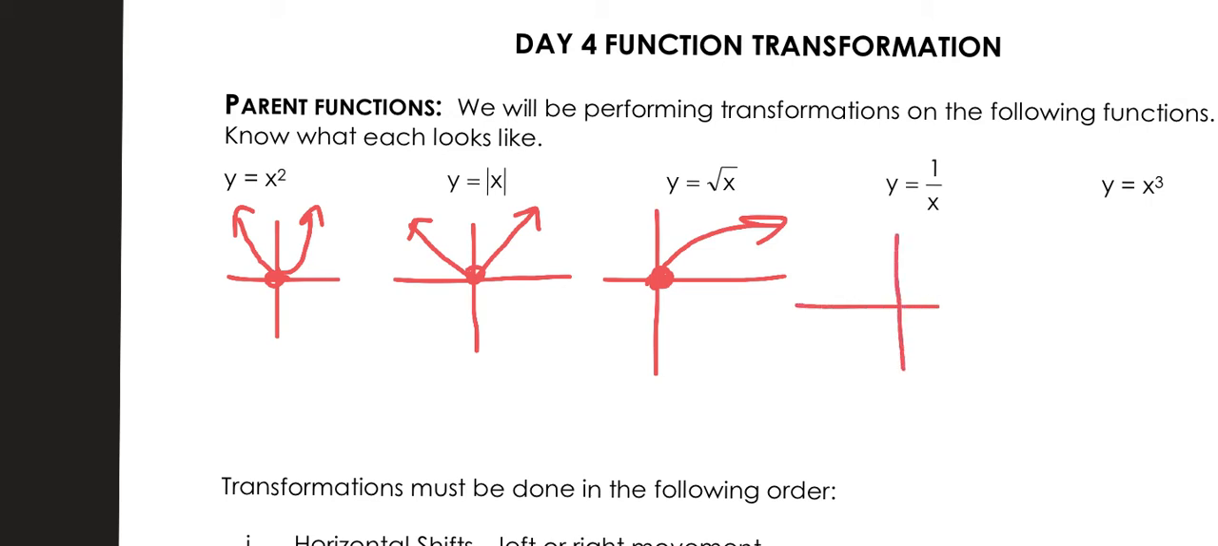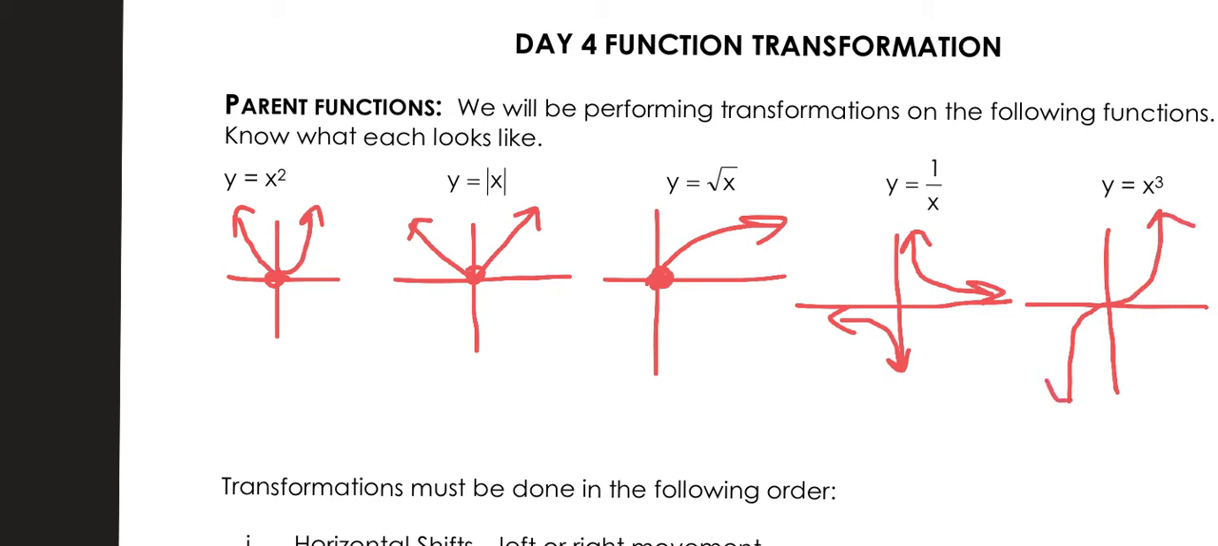Y equals 1 over x. We've seen this a couple times when we were doing domain and range. This is that hyperbola that I've been talking about. It is in quadrants 1 and 3. And last we have y equals x cubed. That's not a great picture, but you get the idea that it has a point of inflection. We'll talk more about that later on, but that's not a vertex or an endpoint, okay? This guy's got asymptotes. This guy has a point of inflection. So these are our parent functions. Half the battle is picking out the correct parent function, okay?